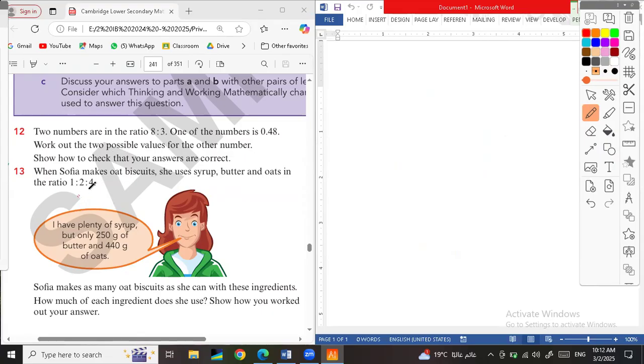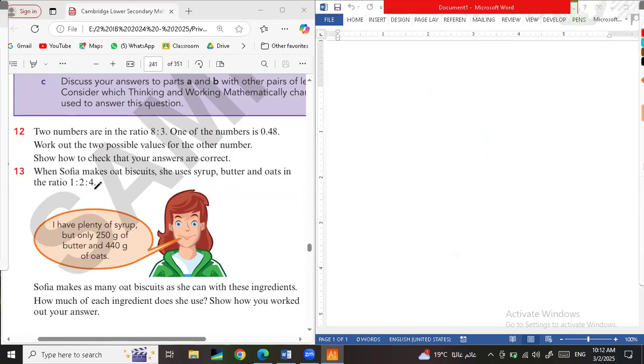The last question that we're going to answer today is the coming one, question number 13. When Sophia makes oat biscuits, she uses syrup, butter, and oats in the ratio of 1 to 2 to 4. I have plenty of syrup, but only 250 grams of butter and 440 grams of oats. Sophia makes as many oat biscuits as she can with these ingredients. How much of each ingredient does she use?